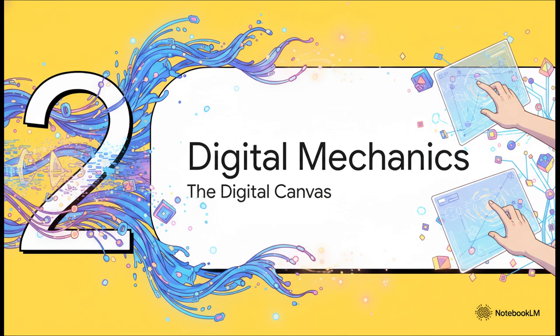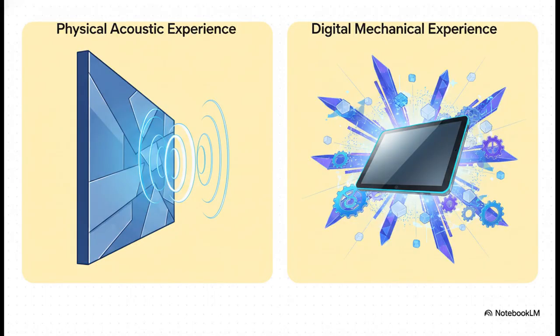This is our digital canvas. Now, what's really interesting about this slide is the direct contrast we're looking at. On one side, you have the physical acoustic experience, literal waves bouncing off walls to create real echoes and vibrations. On the other side, you have the digital mechanical experience, where lines of code are explicitly engineered to precisely trigger microsounds and haptic vibrations inside a device. We are literally taking the physical laws of acoustics and hard-coding them into software logic.